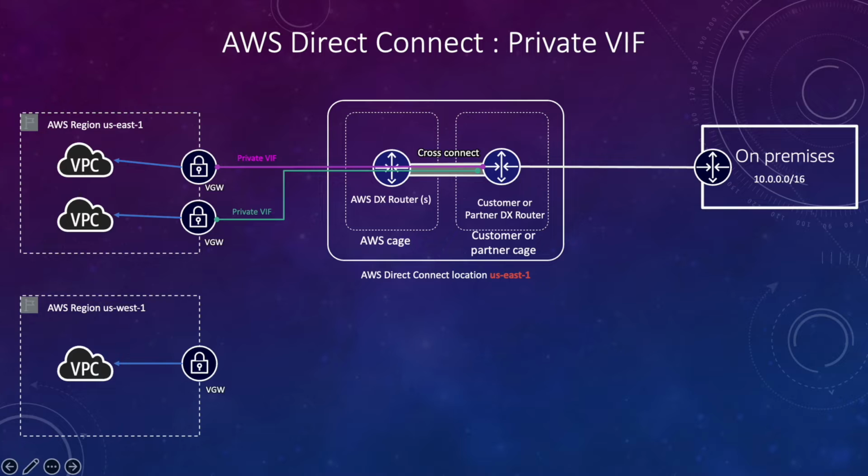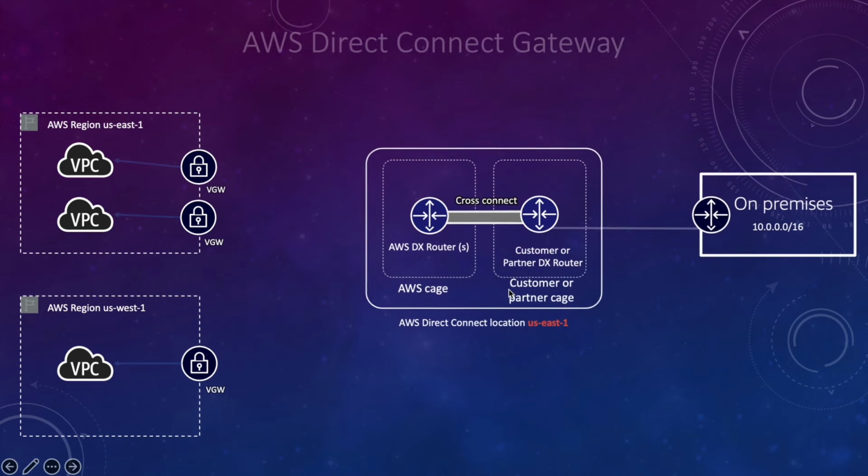Now, what if I have a VPC in a different region, like here it is US West 1, but my direct connection is in US East 1? Can I create a virtual private interface for that? No, I cannot, because a virtual private interface can only connect to your VGW in the same region where your direct connection is located. In this case, my VGW region is different from my direct connection location, so it's not allowed. So how do we solve this challenge?